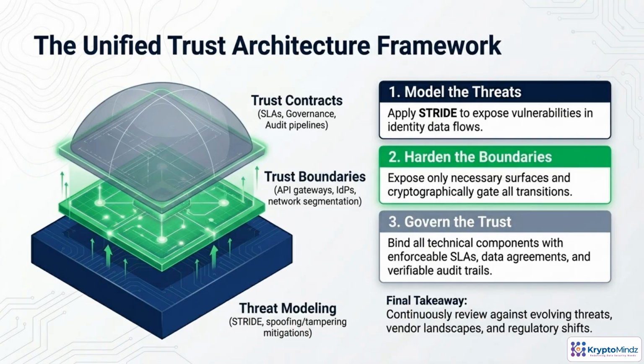This framework ties everything together into one mental model. First, always model the threats. Use STRIDE or similar techniques so every identity flow is explicitly challenged and every trust assumption is written down. Second, harden the boundaries. Minimize what crosses each boundary and enforce every transition with strong authentication, authorization, and cryptographic proofs. Third, govern the trust. Turn these designs into contracts, SLAs, and verifiable audit trails, and keep them updated as threats, vendors, and regulations evolve.